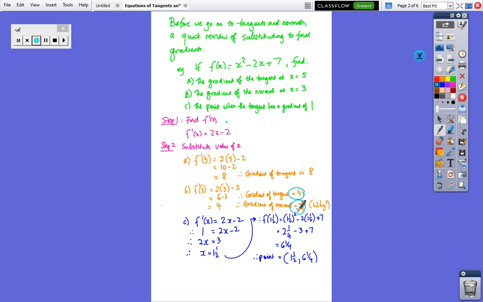Okay, and the last one, you know the gradient is 1, so you put 1 out the front, and then you just solve for x, but because the question said find the point, you also need to find the y value. So there's the x value, and then you sub into the original equation, and you find the y value, so that's the point. Okay, copy that down, that's a good example. And when you're ready, come to the next slide.